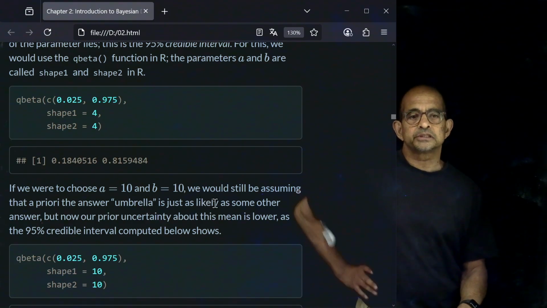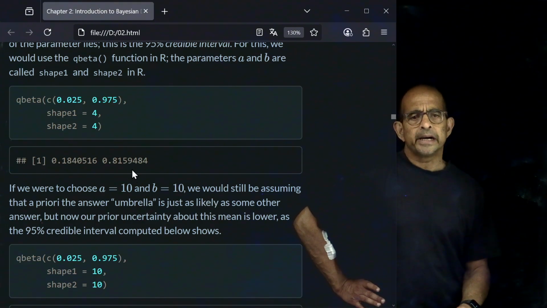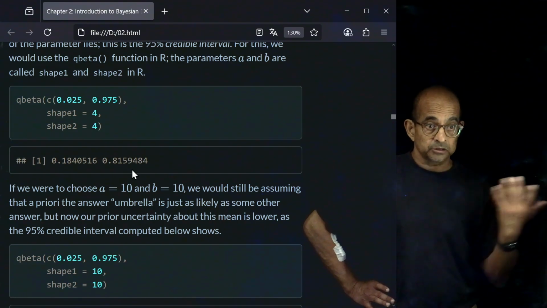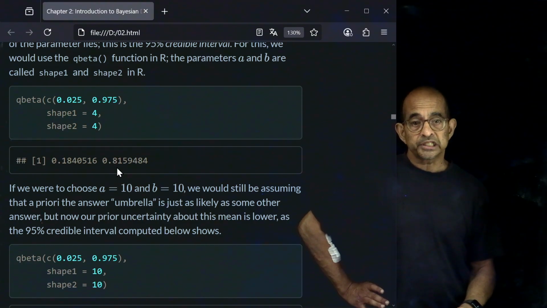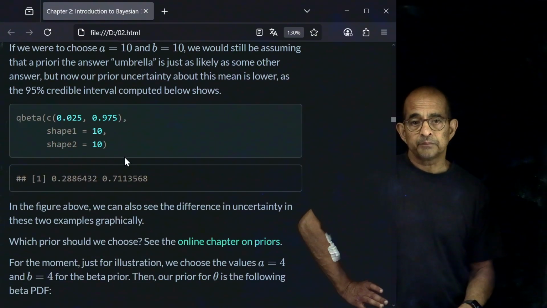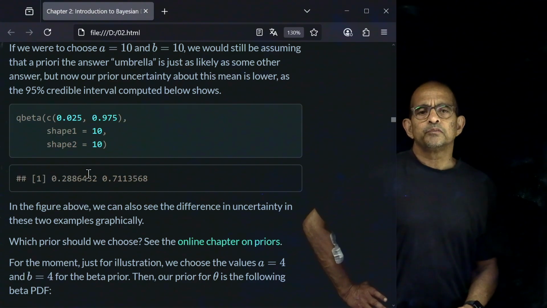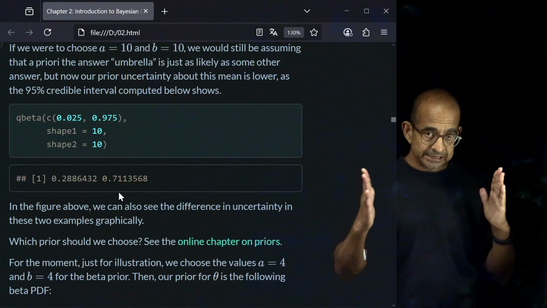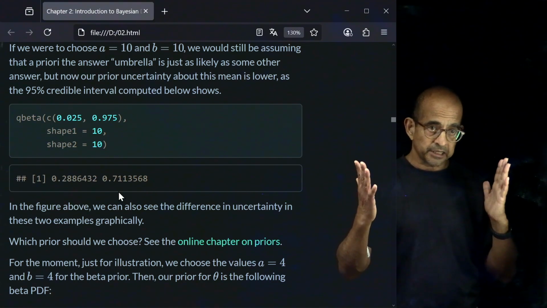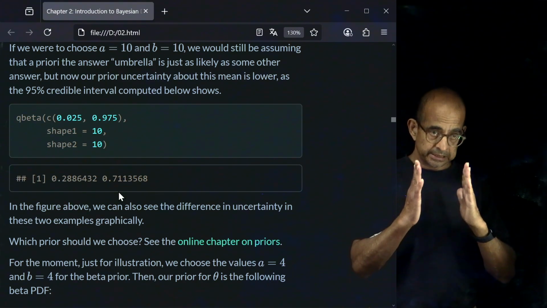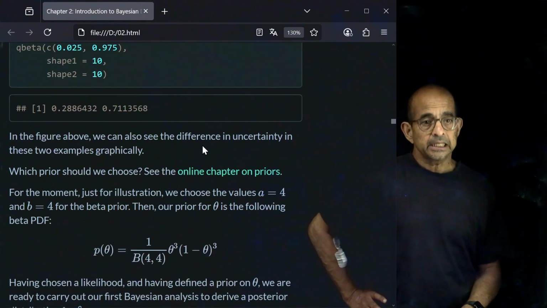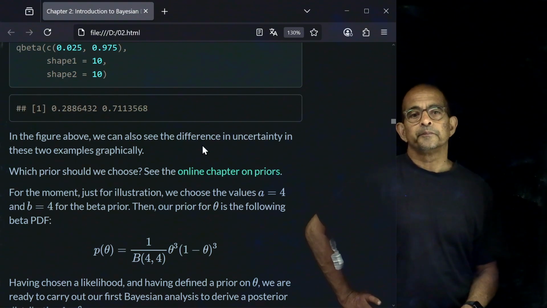If I were to now say, okay, this prior is too wide given my beliefs about the particular problem I'm working on, I might have prior knowledge about the problem I'm researching, right? So if I want a narrower prior, I could increase the A and B values to 10. So you can see that with a higher A and B parameter, the credible interval becomes tighter. If I kept increasing A and B, let's say I change it to 100 and 100, I would get an even tighter credible interval, right? So that's how you can think about the prior distribution graphically and by using the qbeta function.